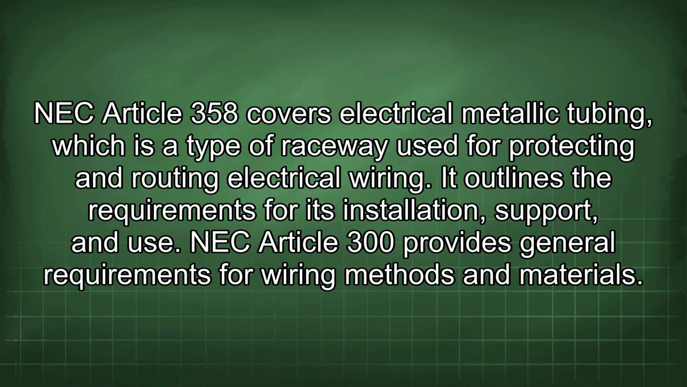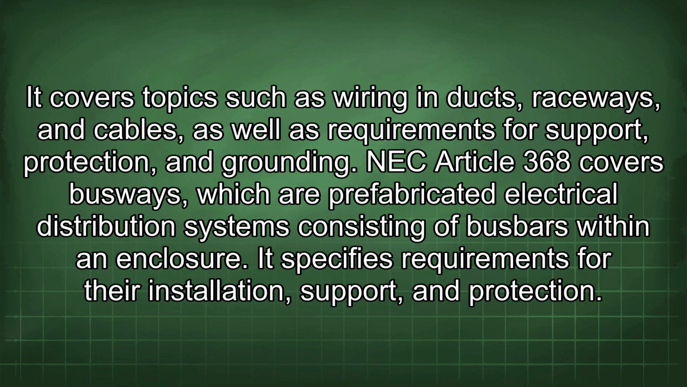NEC Article 358 covers electrical metallic tubing, which is a type of raceway used for protecting and routing electrical wiring. It outlines the requirements for its installation, support, and use. NEC Article 300 provides general requirements for wiring methods and materials. It covers topics such as wiring in ducts, raceways, and cables, as well as requirements for support, protection, and grounding.